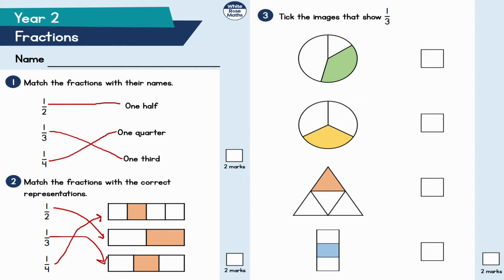This is question number 3. Tick the images that show 1/3. Well, that's 1/3 and that's 1/3. So this one and this one. This one's actually 1/4, because 1 out of 4 parts is shaded. Now this one, although 1 out of 3 parts is shaded, they are not equal sizes.